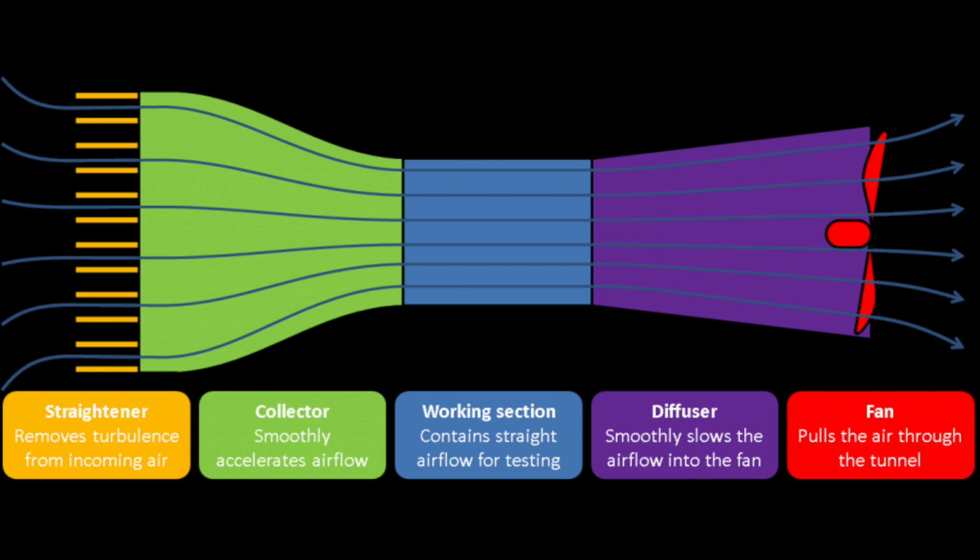So what is a wind tunnel and how does it work? A wind tunnel is a device which moves air in a straight line to test different objects' aerodynamics as if it were in motion while limiting as many variables as possible. A wind tunnel is made up of 5 main sections.